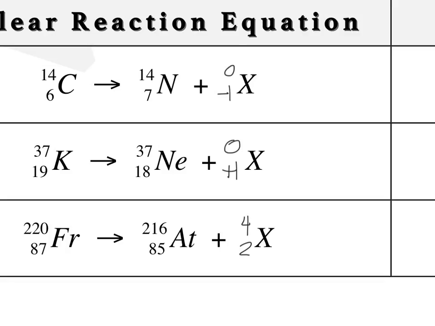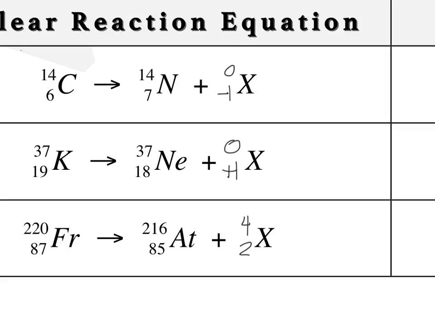As for the charges, I know the charge of this particle has to be -1 because 7 minus 1 is 6. For this particle, the charge has to be +1 because 18 plus 1 is 19. And for the charge of this particle, the charge has to be +2 because 85 plus 2 equals 87. And that also gives me the identities without much trouble.